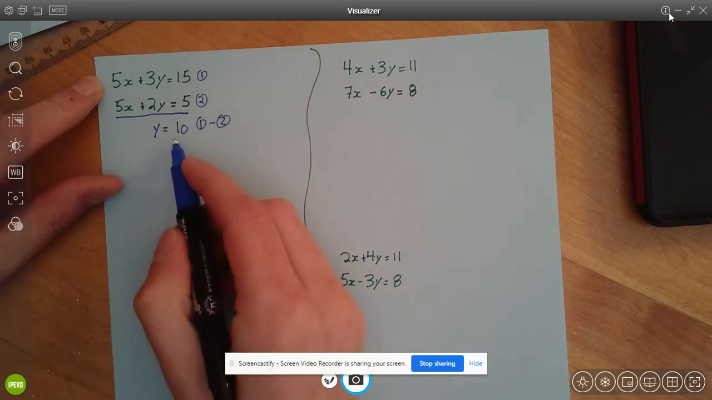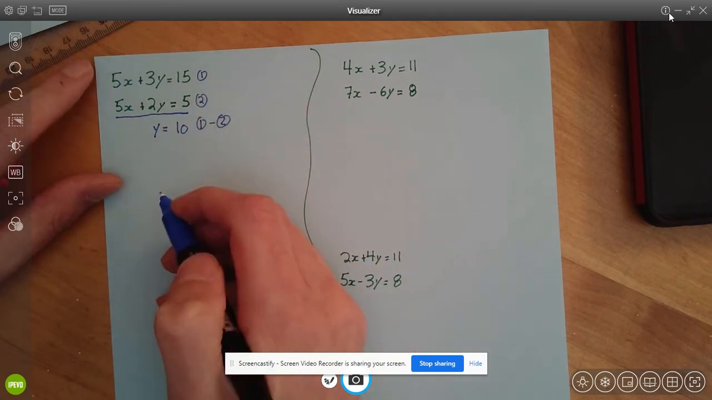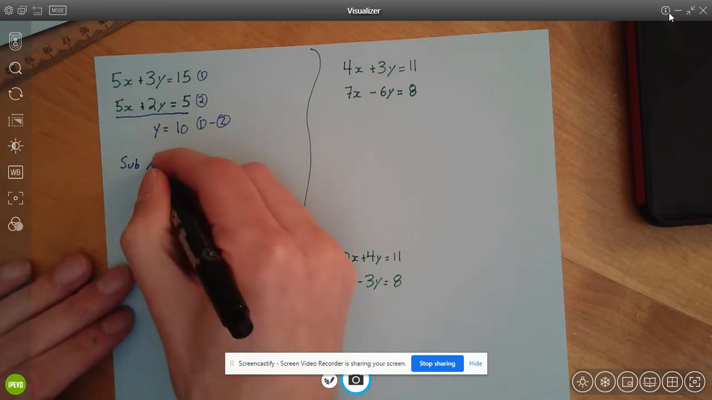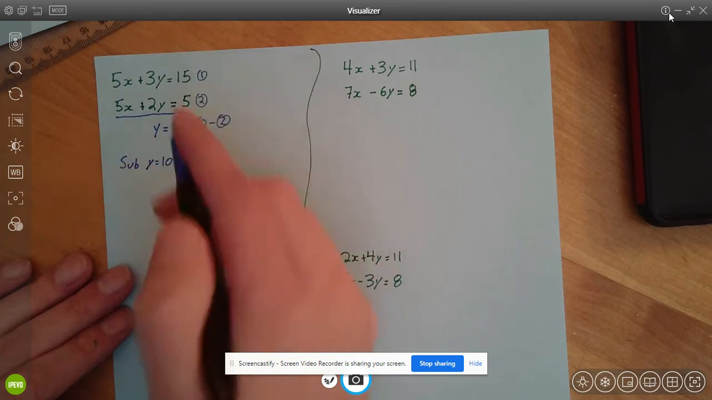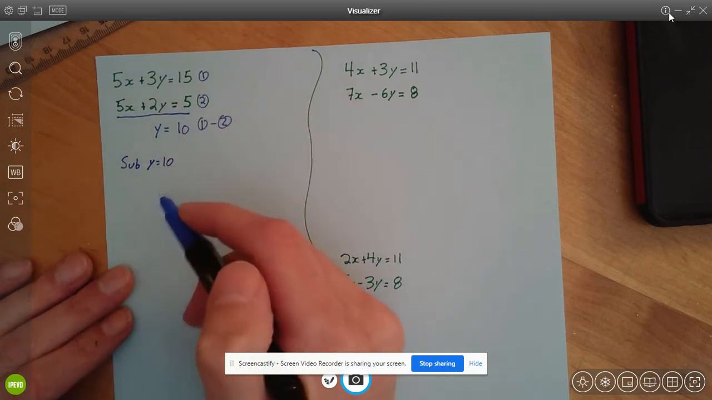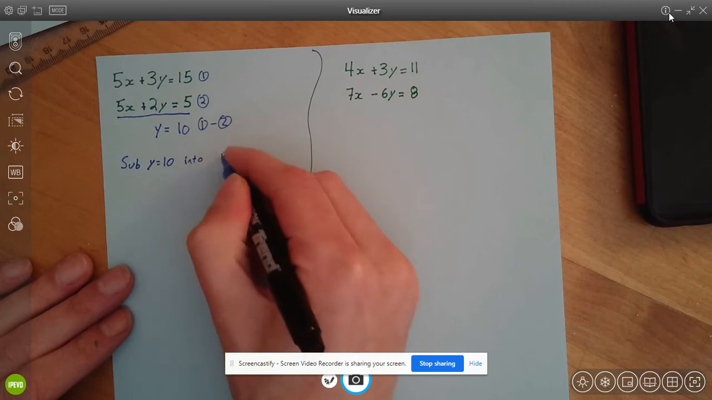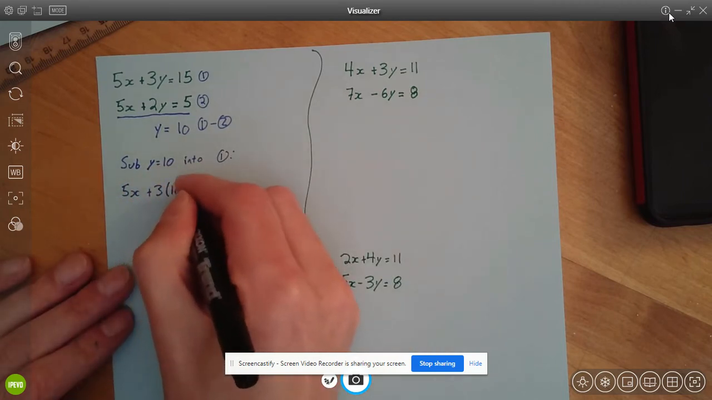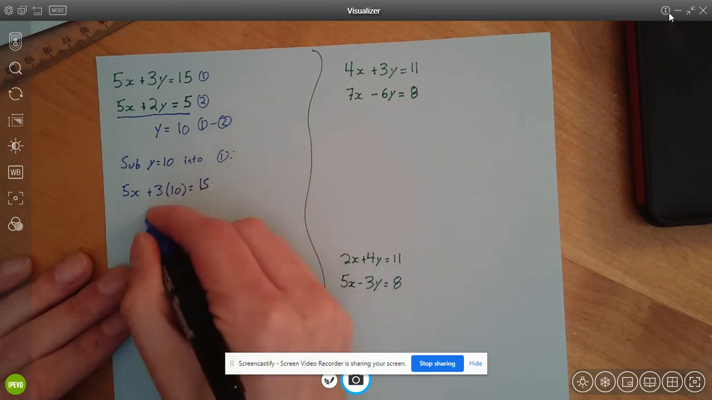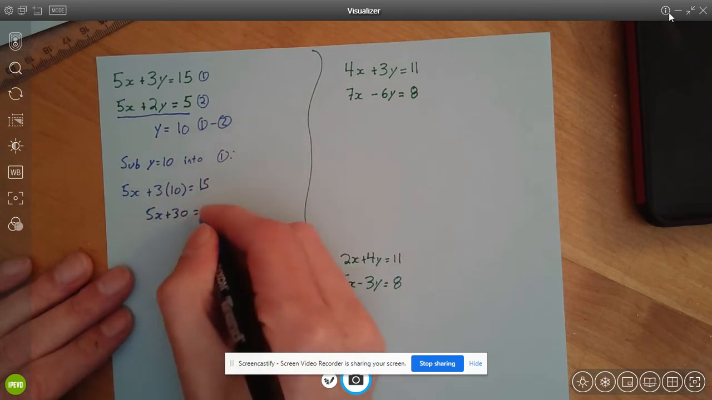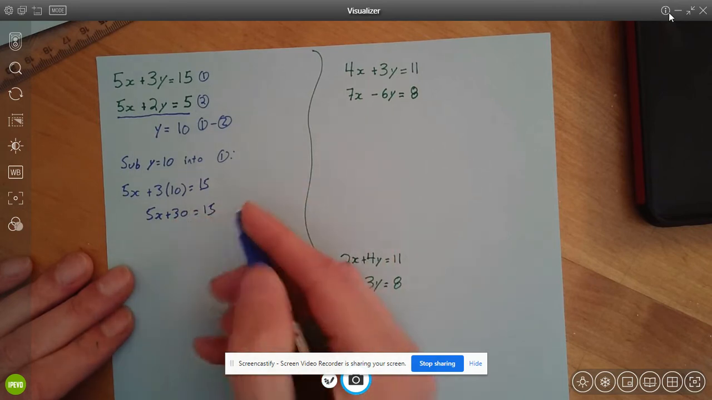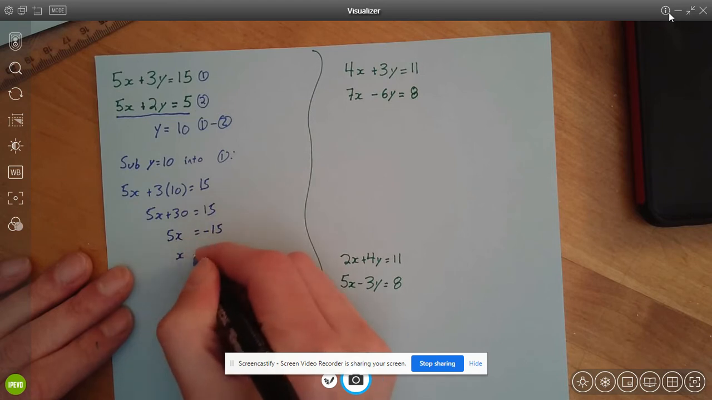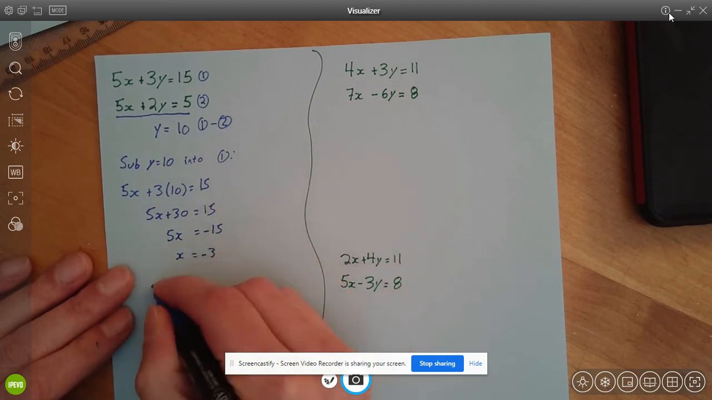So right away, actually, in this case, I've already solved for y. And then again, to solve for x, I can sub y equals 10 back into either equation. They both look around equally difficult, so why don't I sub y equals 10 into equation 1? So I've got 5x plus 3 times 10 equals 15. So that's 5x plus 30 equals 15. If I move the 30 to the other side, I'm subtracting 30. 15 minus 30 is negative 15. And if I divide both sides by 5, x equals negative 3.